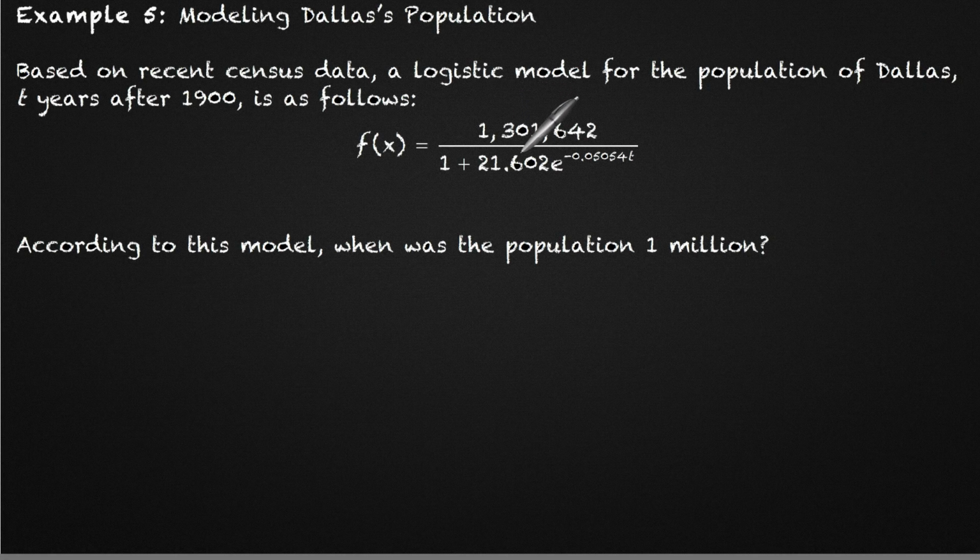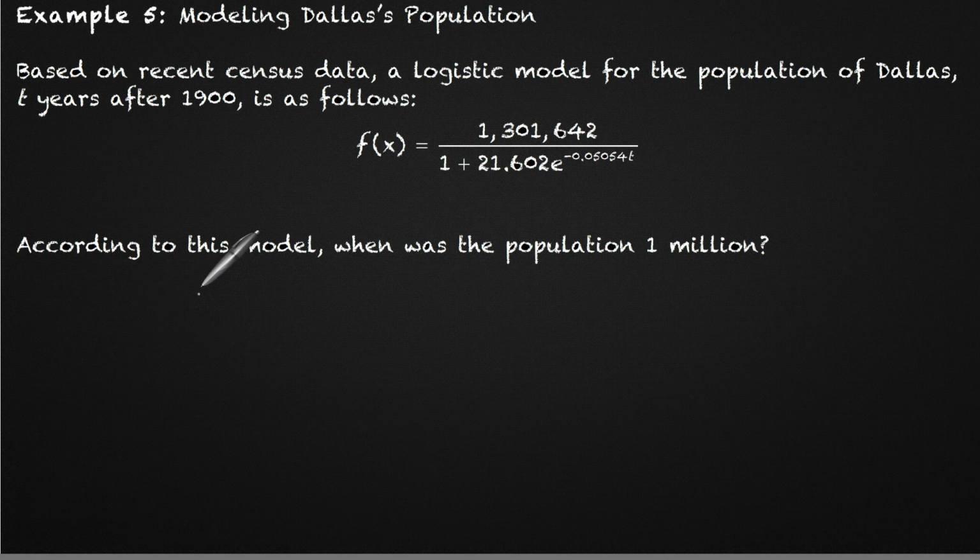Based on recent census data, a logistic model for the population of Dallas, t years after 1900, is as follows. All right, so this is basically a model to represent the number of people who live in Dallas after 1900. So you have to remember that t is the number of years after 1900. According to this model, when was the population 1 million?